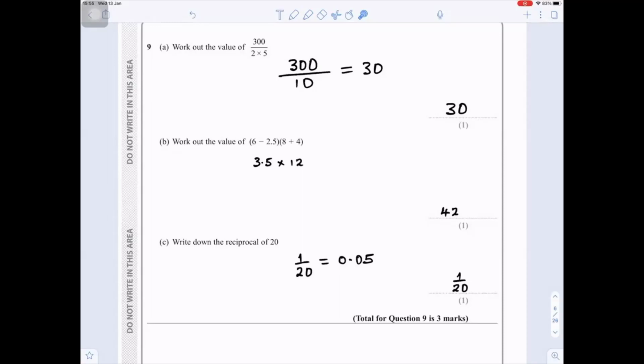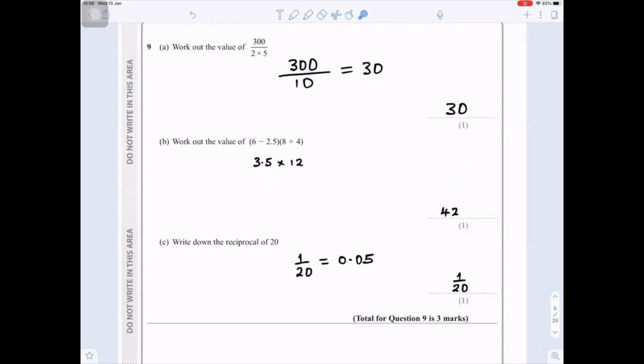Work out 9b. Work out the value of 6 minus 2.5, bracket 8 plus 4. Using BIDMAS, we do the bracket first. 6 minus 2.5 gives you 3.5. 8 plus 4 gives you 12. Now 3.5 times 12 is 42.